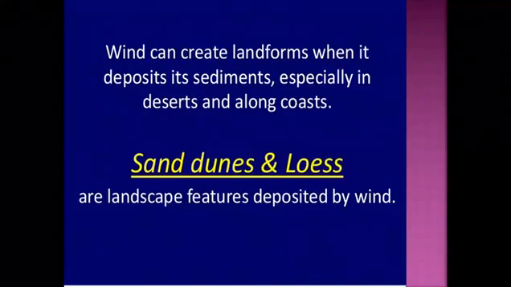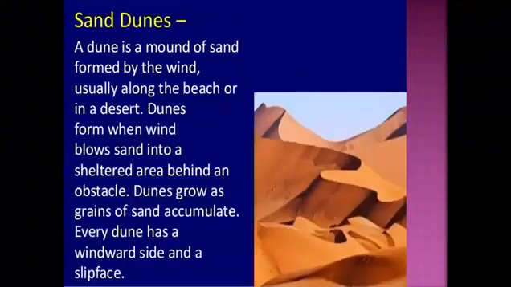Wind can create landforms when it deposits its sediments, especially in the desert. These are known as sand dunes and loess. Sand dunes are mounds of sand which are formed by the wind, usually along the beach or in a desert. Dunes grow as grains of sand accumulate. Every sand dune has a windward side and a slip face.